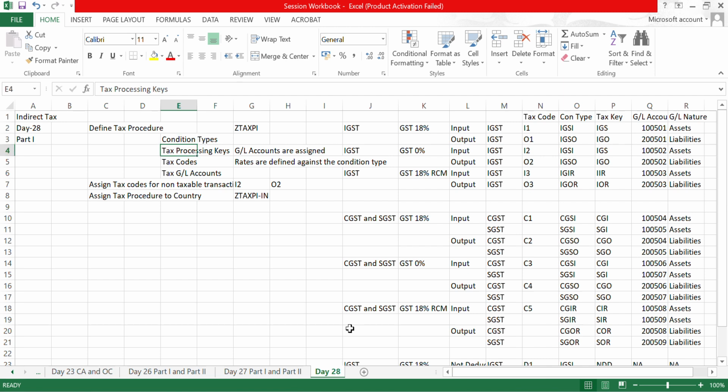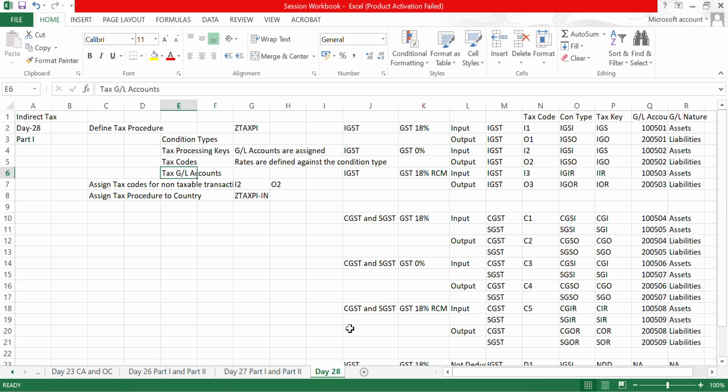Next is the tax processing keys. The GL accounts are assigned against the tax processing keys in the tax procedure. The tax codes. The tax code contain the rate against the condition types in the tax procedure. Tax GL accounts. We know that the taxes are posted to a GL account, and those GL accounts are nothing but the tax GL accounts.